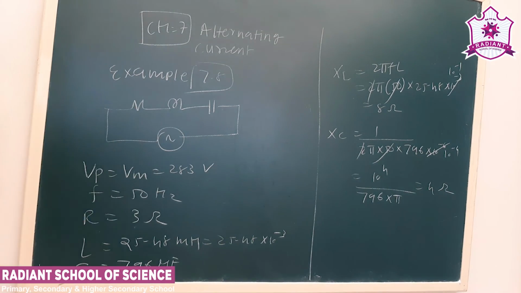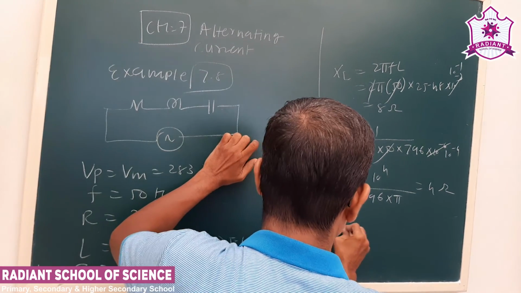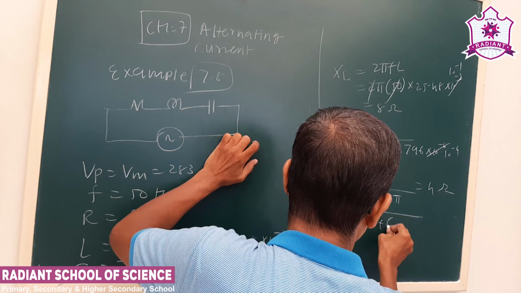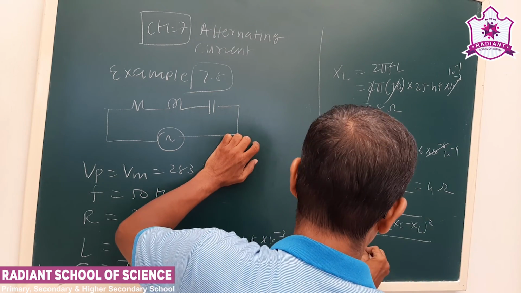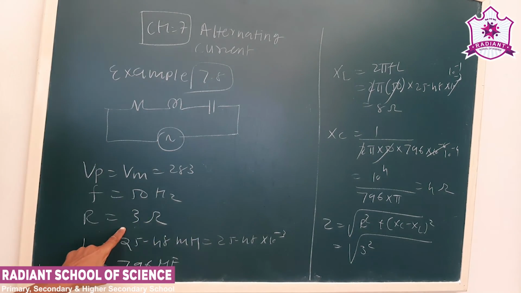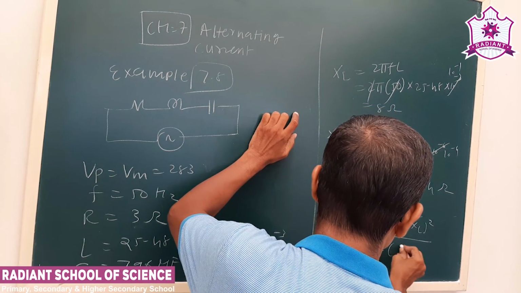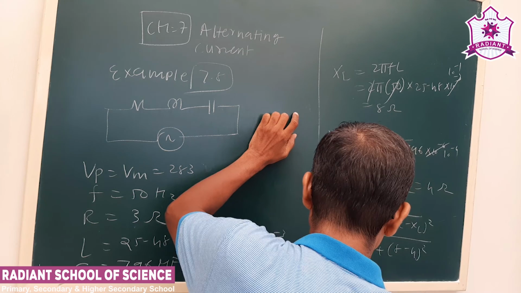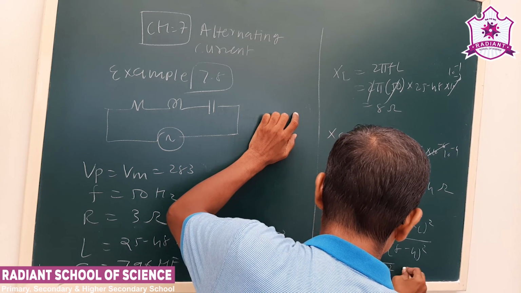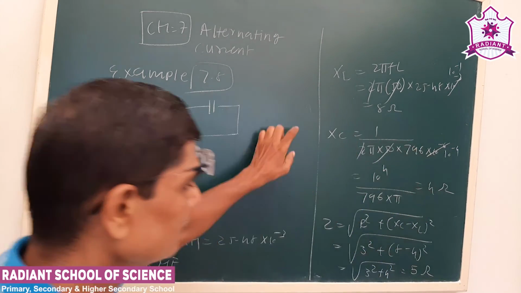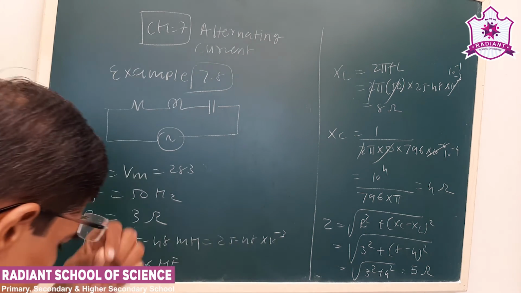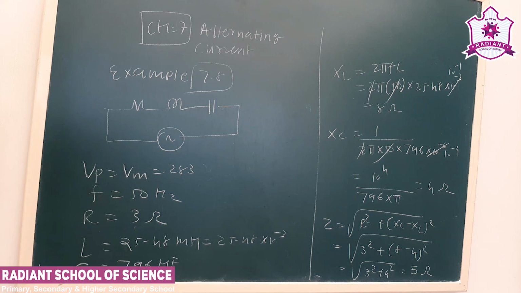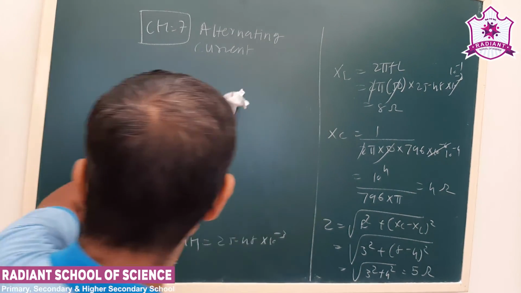Now see our impedance. Z is equal to under root of R squared plus XC minus XL whole square. R is 3, XC is 8. Now this is nothing but a Pythagoras triplet, 3, 4 and 5. So what we have obtained is the value of the impedance.